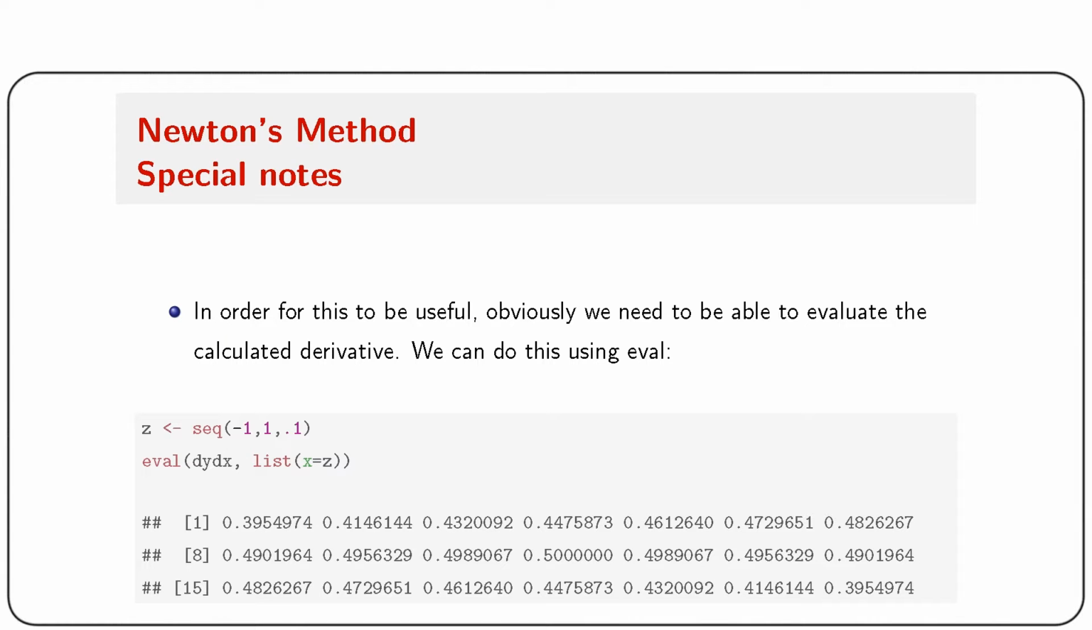In order to use these derivatives, obviously we need to be able to evaluate them. We can do this using the eval function. Say z equals the sequence from -1 to 1 incremented by 0.1, and with the eval function we evaluate dydx, passing list(x = z), the sequence, and that will evaluate the derivative.